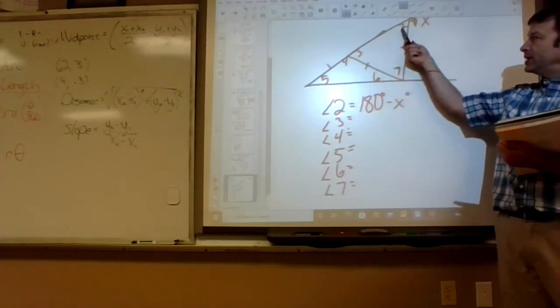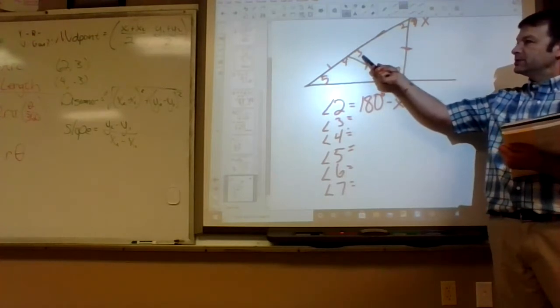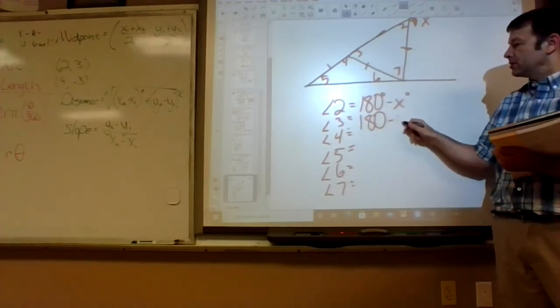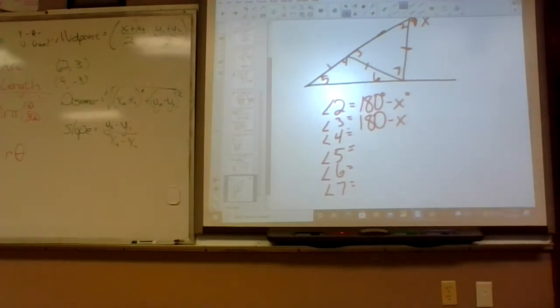So if 2 is 180 minus x, what do I know about angle 3? 180 minus x, they're the same. This is number 14, right? 15.